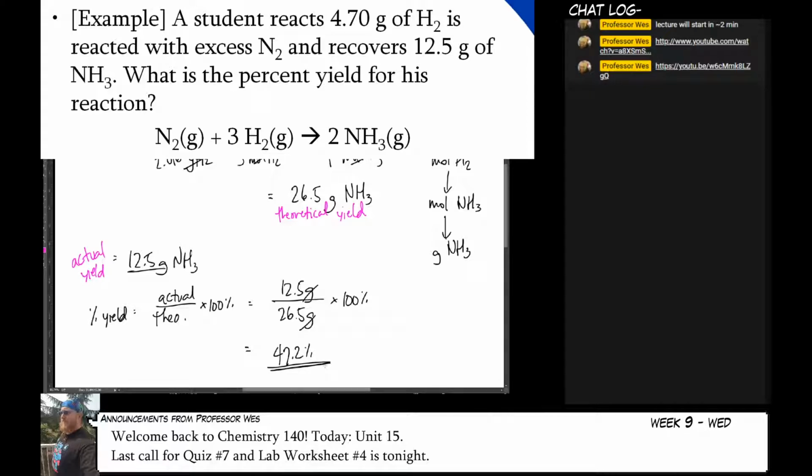Now, if your first response is, man, that student sucks, they didn't even get half. Turns out that this reaction is very, very difficult, and 47% might actually be well beyond any industrial process. It is common in organic chemistry to have reactions that have 20 to 30% yield. So don't look at a percentage and treat it like a grade, because it's not. Otherwise, we're all failing. We're all just trying to scrape by, you guys. Don't be so hard on everybody. So sometimes percent yields can be very low.